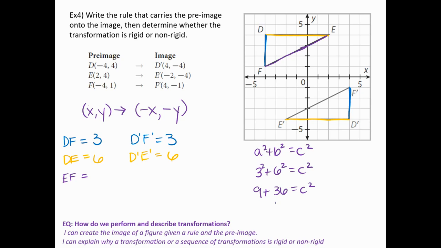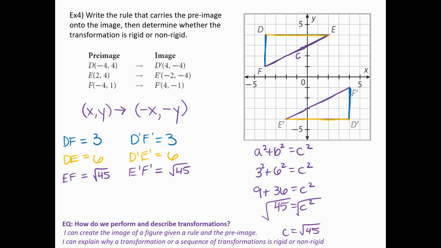Sorry, I lost my train of thought for a quick second. Then I get 45 equals c squared. And then to get c by itself, I would square root. And I get c is the square root of 45, which we could reduce. I'm not super worried about it because I can go back to my problem and say, hey, E to F, or what I had labeled c, is square root 45. And then if we compare E prime to F prime, we're going to be using that same math equation, and we can say, oh, E prime to F prime also happens to be square root 45.